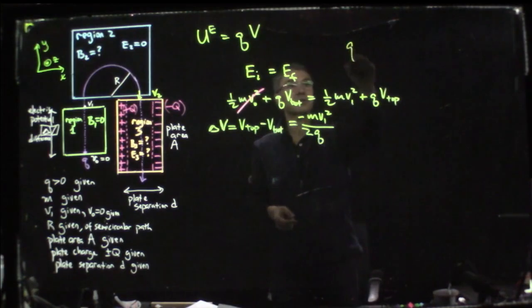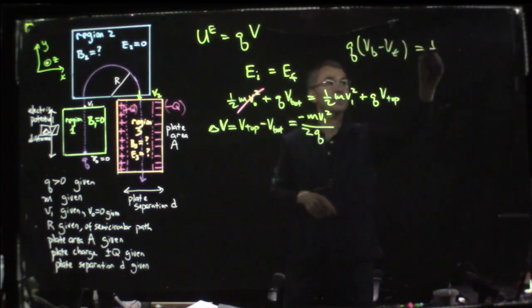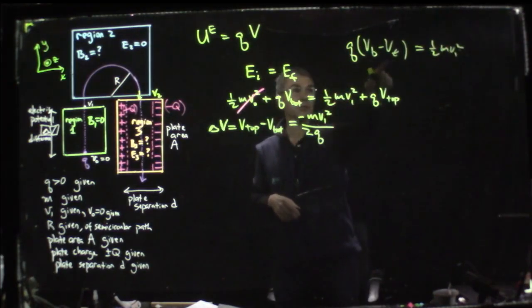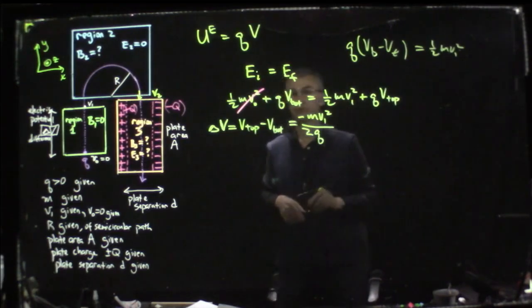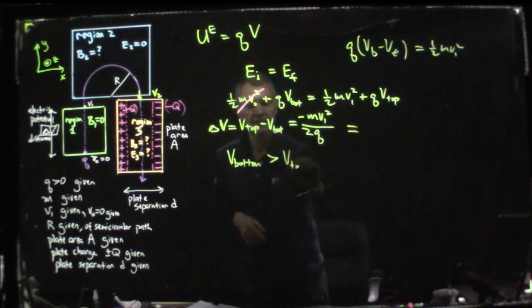You see, Q is positive, so it's a positive charge. So V bottom minus V top equals 1/2 m v1 squared, which is a positive kinetic energy. So V bottom is bigger than V top for a positively charged particle. So we can work out a number, and the potential at the bottom is bigger than the potential at the top.